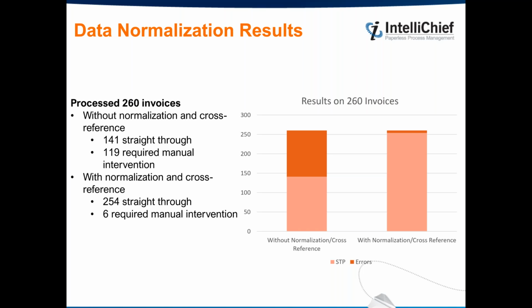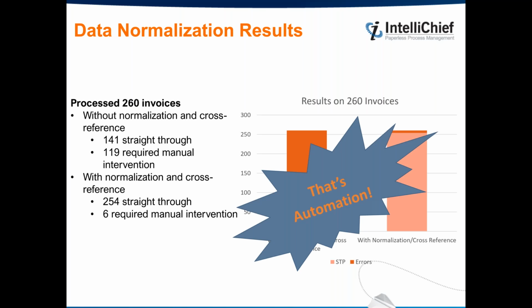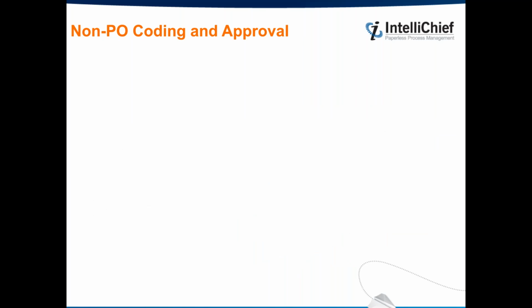Just turning on normalization, the unit of measure, and those kinds of things gave them 254 straight through versus 6, which were probably incorrect. They didn't match for some reason. So these small things really allow you to maximize the amount of straight-through processing and automated work that goes right through the system. That's really what we're looking for to increase that STP, or straight-through processing, rate.